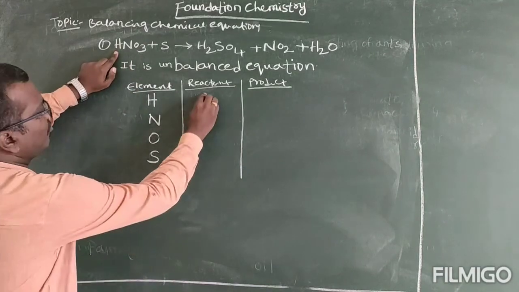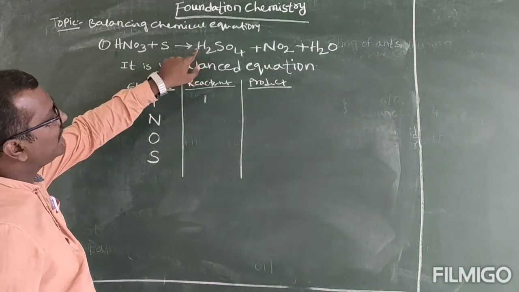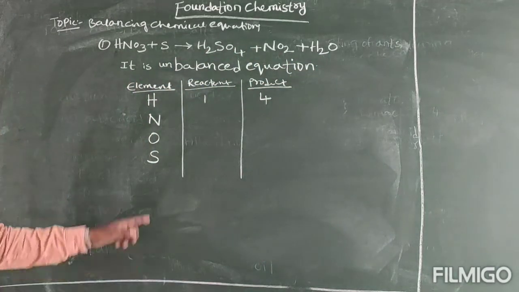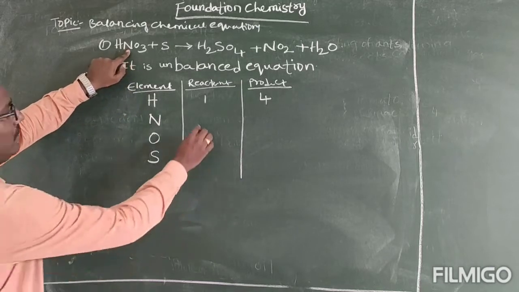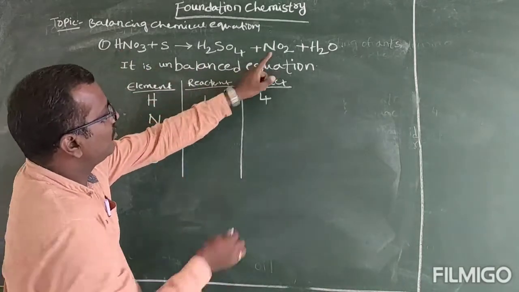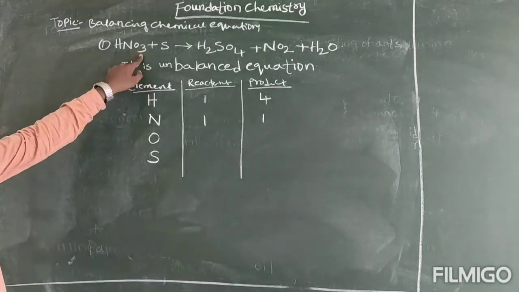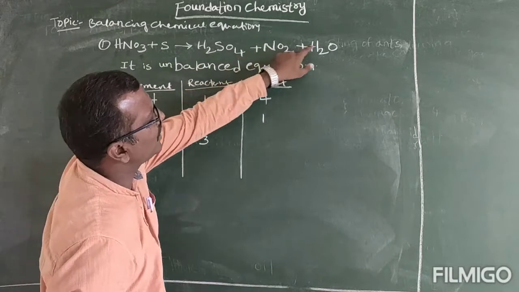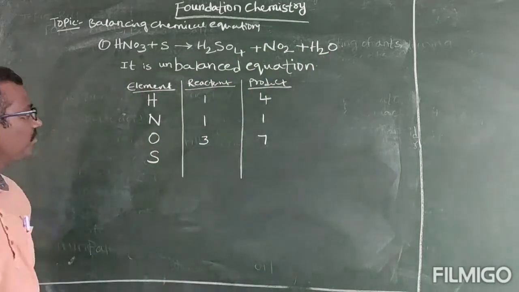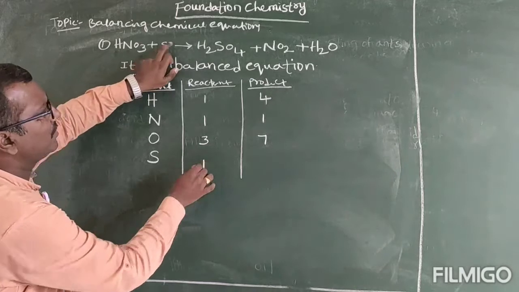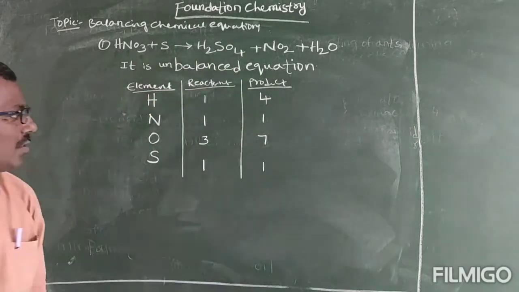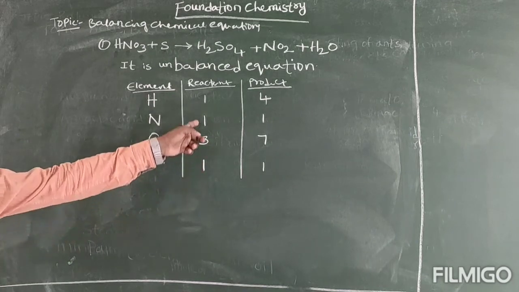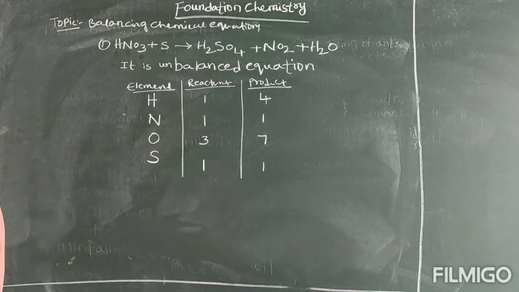Hydrogens on reactant side 1, product side 2 plus 2, 4. Next nitrogens 1, product side 1. Oxygens 3; here 4 plus 2 is 6, plus 1 is 7. And sulfur here 1, here also 1. So here you see what are balanced: nitrogen and sulfur are balanced. Hydrogen and oxygens are not balanced.